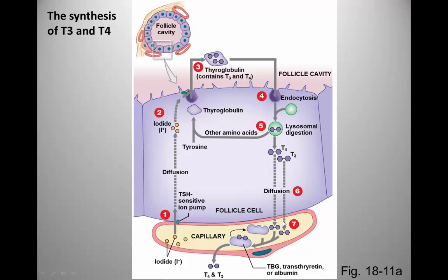When TSH stimulates the release of thyroid hormone from the thyroid gland, thyroglobulin is first taken up into the follicle cells by endocytosis and then broken down into T3 and T4, which will then be released from the thyroid gland into the blood.